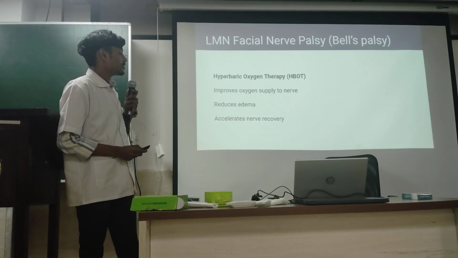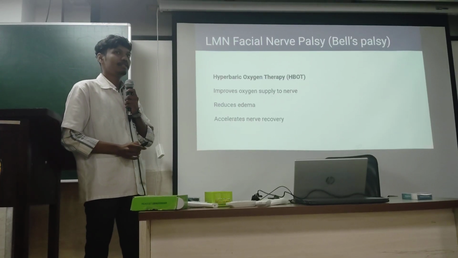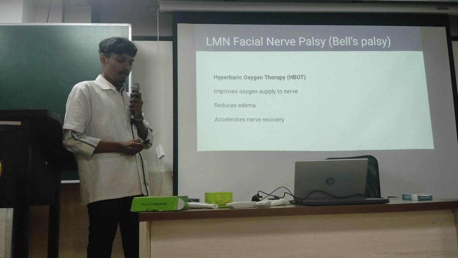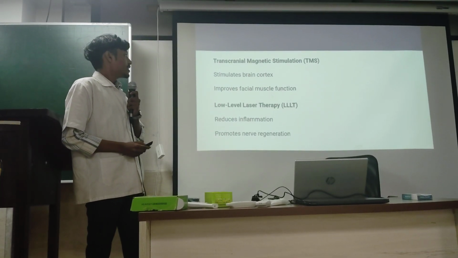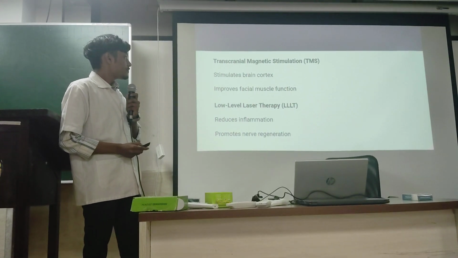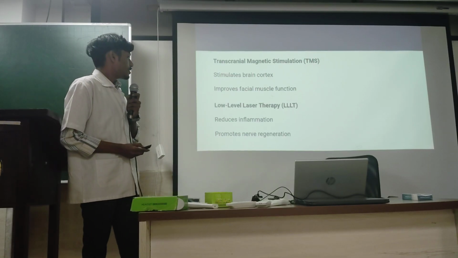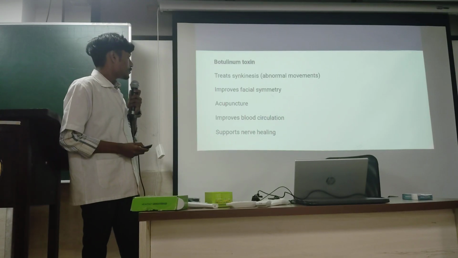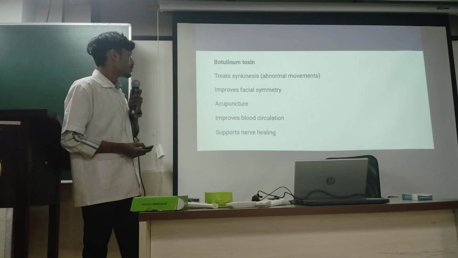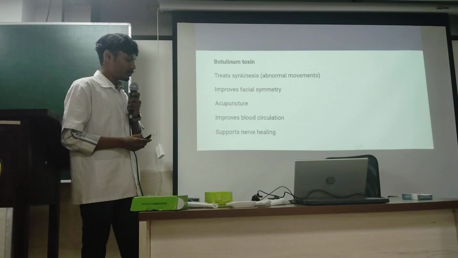Few of the advances are HBOT, hyperbaric oxygen therapy. It improves oxygen supply to the nerve, reduces edema, and accelerates nerve recovery. The next one is TMS, transcranial magnetic stimulation. It stimulates the brain cortex and improves facial muscle function. Next is low level laser therapy. It reduces inflammation and promotes nerve regeneration. Next is botulinum toxin. It treats synkinesis, which means abnormal movements, and improves facial symmetry. Acupuncture improves blood circulation and supports healing.